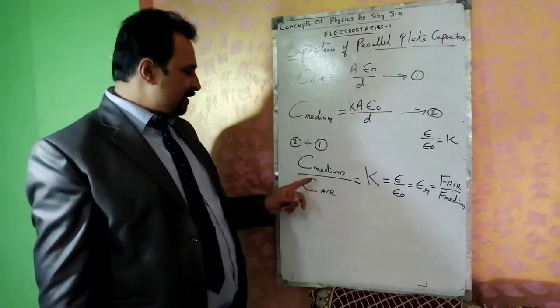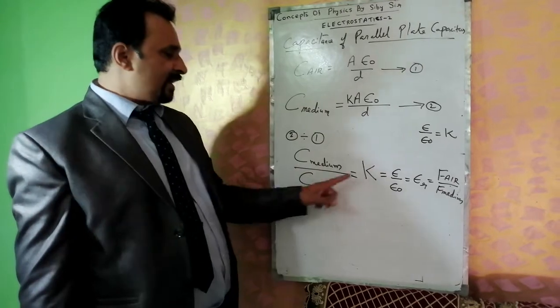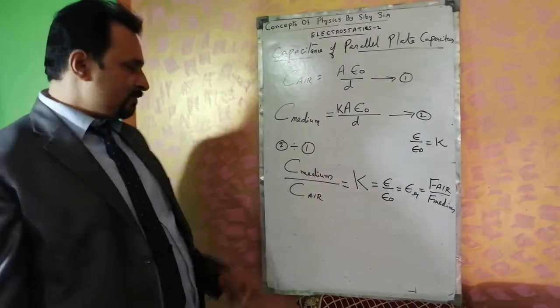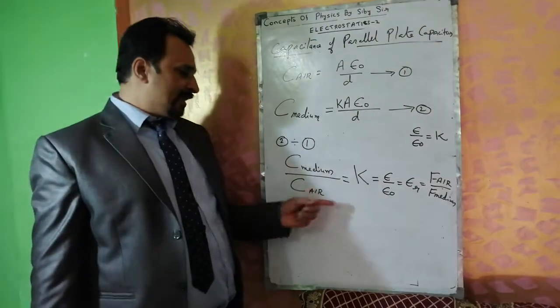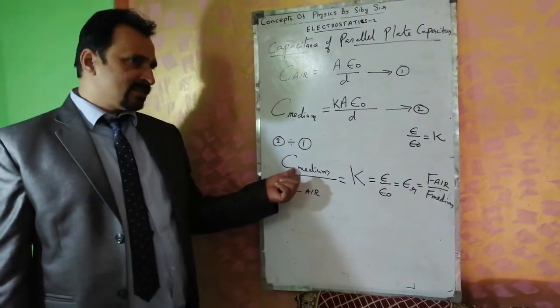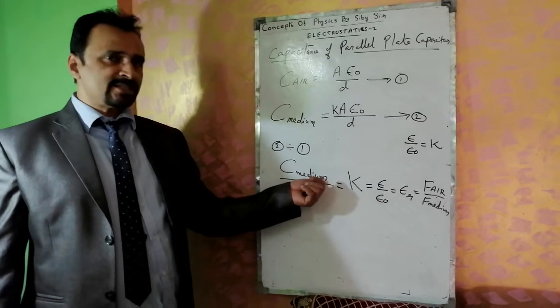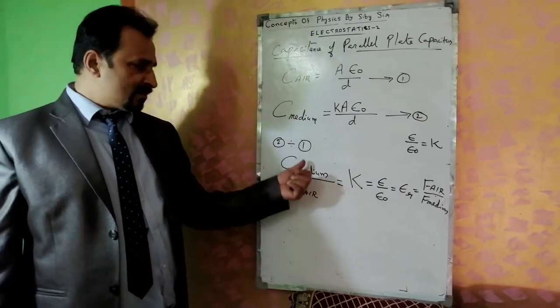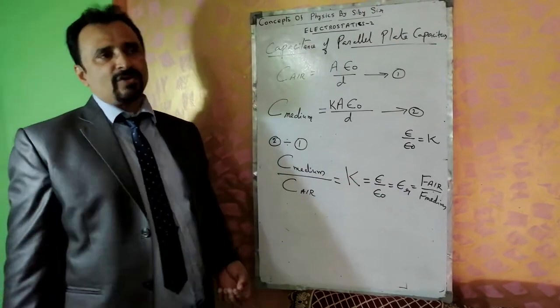Suppose in the question paper, the question is asked: define dielectric constant in terms of capacitance. That's a previous board question paper question. So the answer is: capacitance with the medium between the plates divided by capacitance with air as the medium between the plates. That ratio is called the dielectric constant.